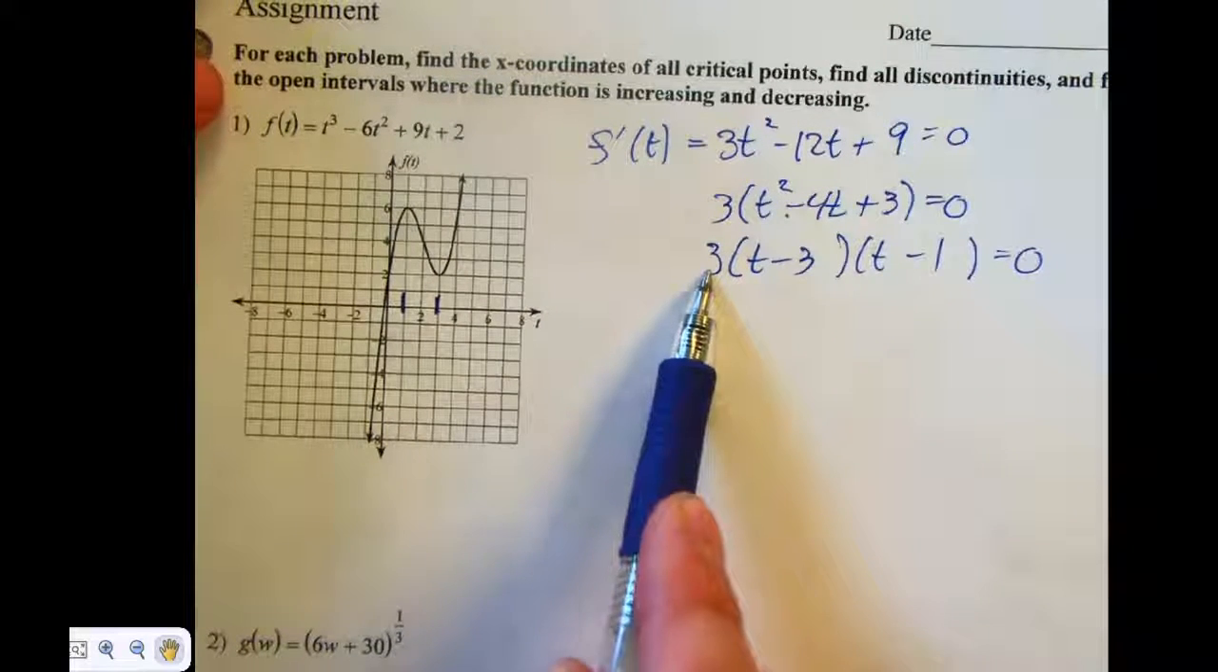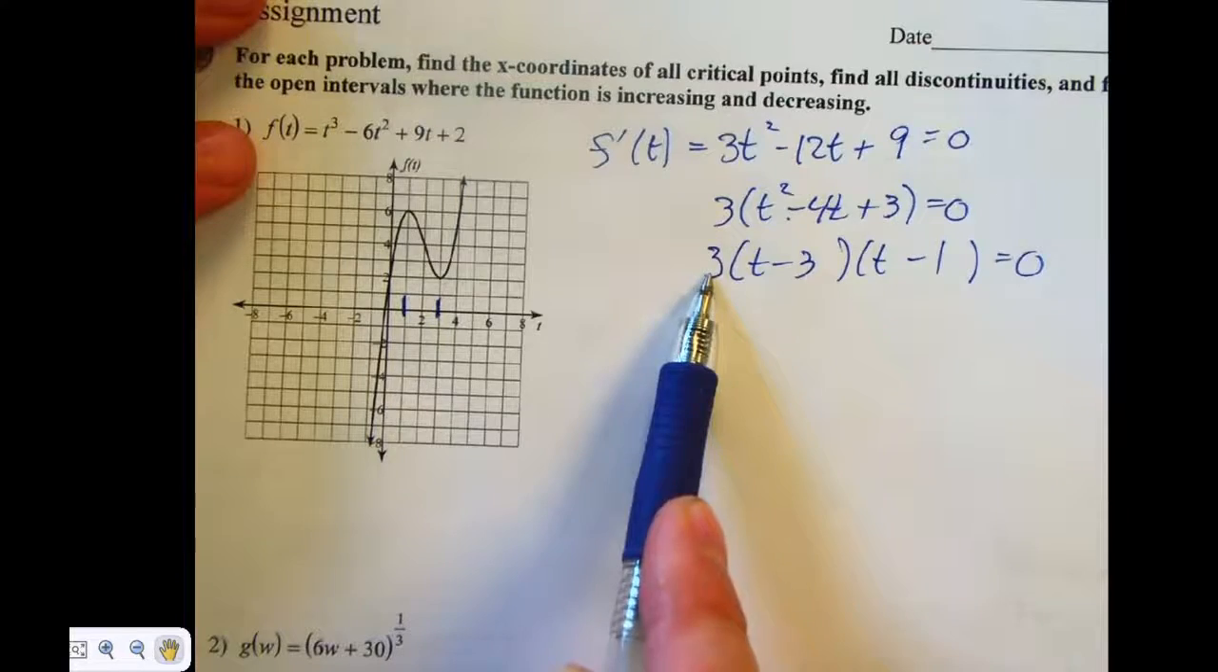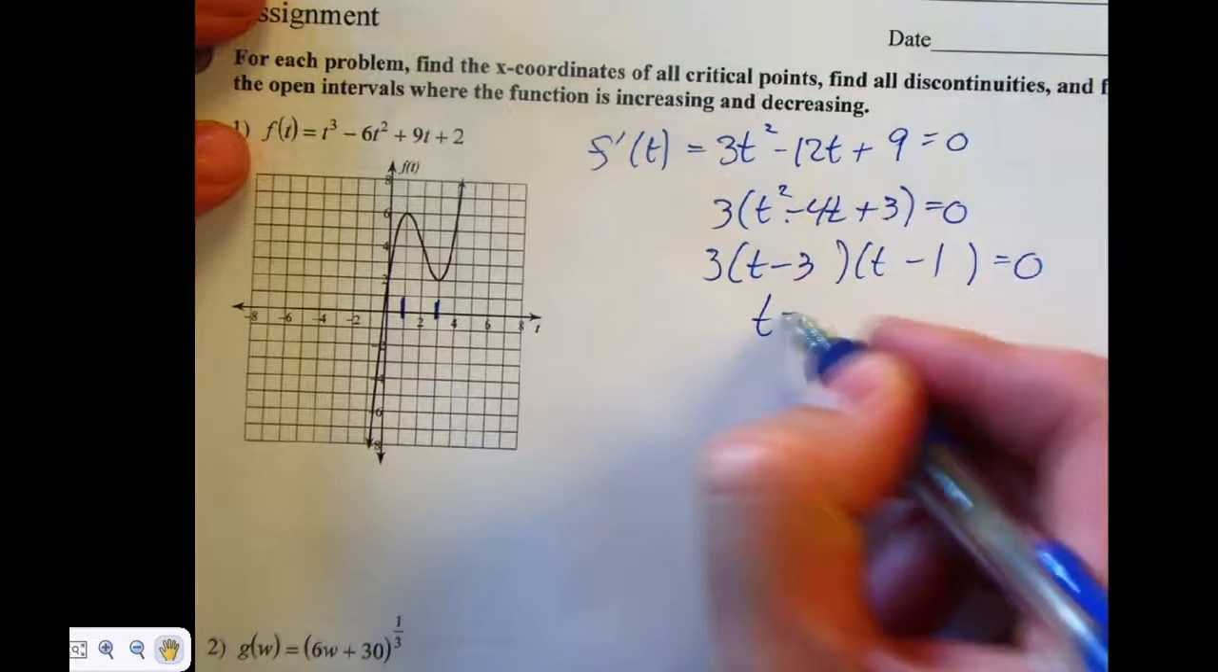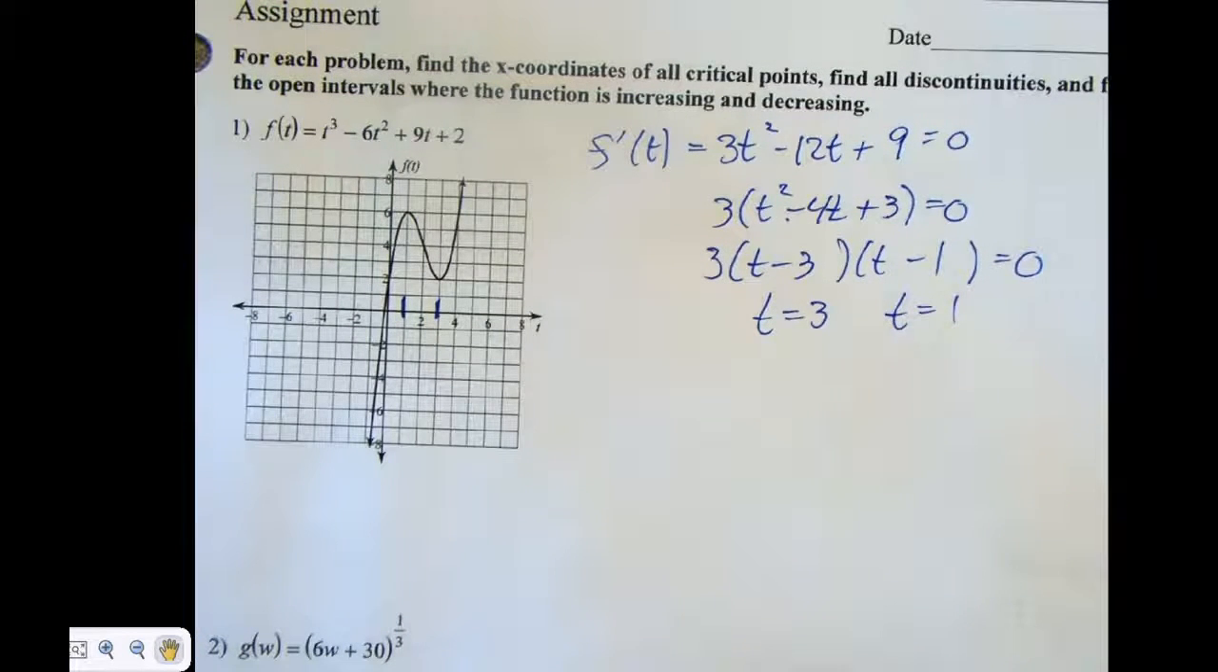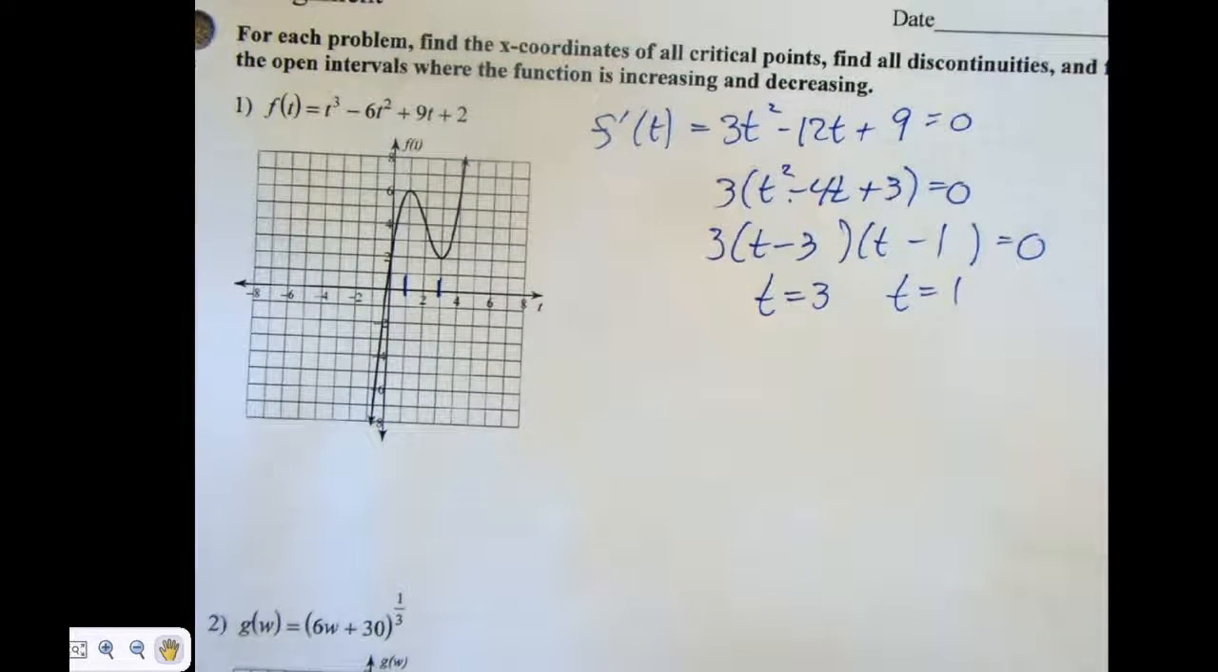So if I set 3 equal to 0, what does that give me? Nothing. 3 never equals 0. t minus 3 equals 0 gives me t equals 3. t minus 1 equals 0 gives me t equals 1. So those are your 2 critical points.